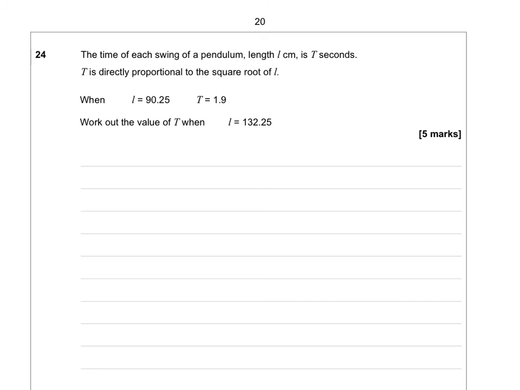Question 24. The time of each swing of a pendulum, length l centimetres, is t seconds. t is directly proportional to the square root of l. Write that like this. Alternatively, t equals k root l. It does have a lowercase l in the question. I'm writing a capital L here just to make the question a little bit clearer and to avoid any ambiguity.